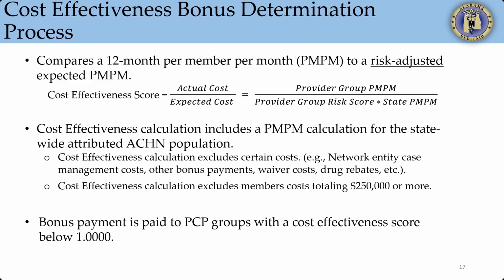So just wanted to point out, if you can look at this equation and keep it in your mind, that will be very helpful. So the cost effectiveness calculation includes a PMPM calculation for the statewide attributed population. And then bonus payments are paid to PCP groups with a cost effectiveness score below 1. And I want to highlight here that in this slide, I put 1.0000. I did that to denote and highlight that we do calculate out to the 4th decimal point.